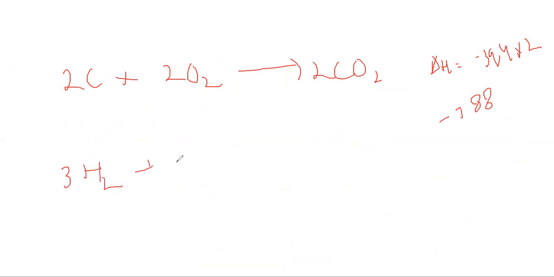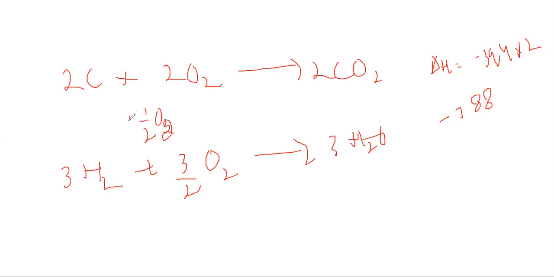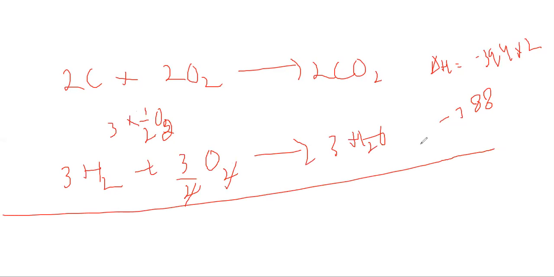Third equation, you have to multiply with the 3. So 3H2 plus 3 by 2 O2 give you 3H2O. How does 3 by 2 come? Because in the previous equation, you know half is written. Half O2. So if you are multiplying with the 3, it will be 3 by 2. 2 will cancel with the 2 and 3 remains. Okay, now add the equation. Its enthalpy will also be multiplied with the 3. Delta H is minus 285.8 multiplied with the 3.